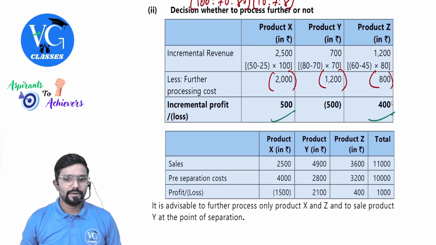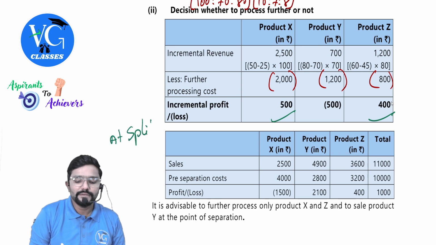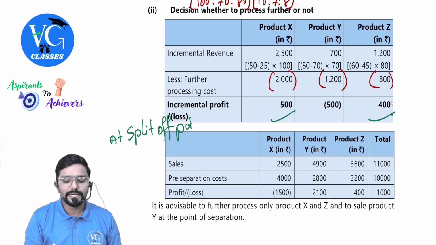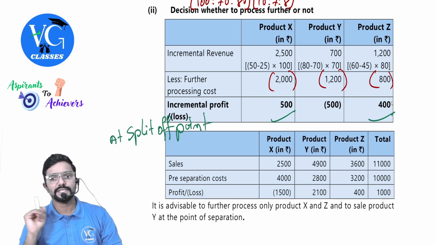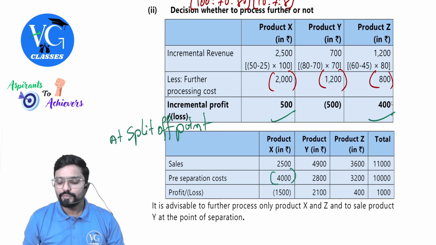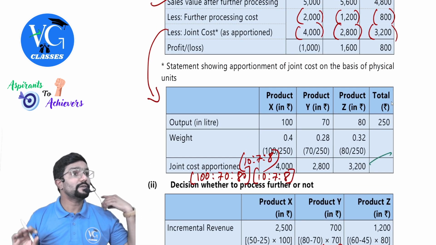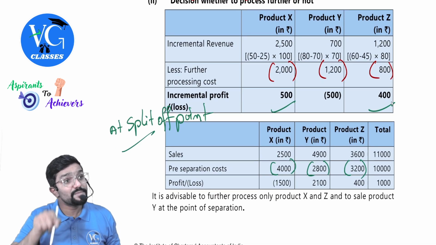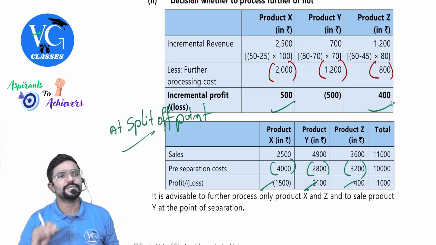Okay. They have also done the split off point alternative. If you sell at split off point, then sale value is 2500, 4900, 3600. Yes, the actual sale value, not incremental. From that they have reduced the pre-separation expenses, which is nothing but the joint cost we have done here. Not further processing cost, joint cost. Please be careful. This working is when we sell at split off point. Okay, what are we getting as profit? The remaining is profit.